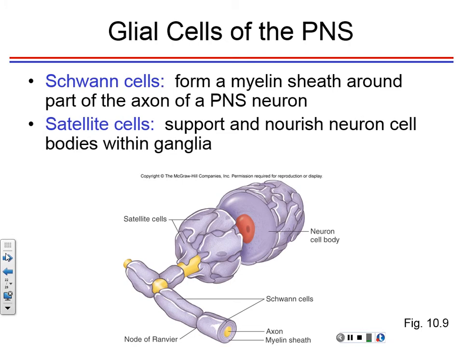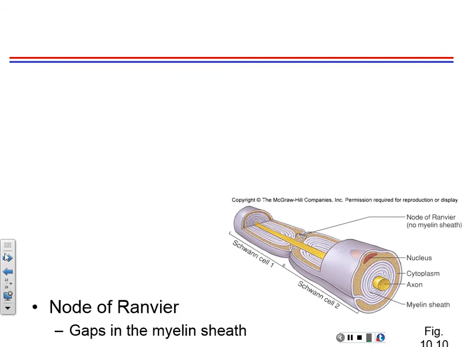Okay, and then of course satellite cells, they kind of do the same job like the astrocytes in terms of supporting and nourishing. Usually they surround the ganglia. We said ganglia are accumulations of cell bodies in the periphery. So that's where you find the satellite cells. You see the satellite cells surrounding the cell body. Of course, you know these two cell types in the peripheral nervous system are glial cells, and what they do. Okay, just like you need to know the four types.